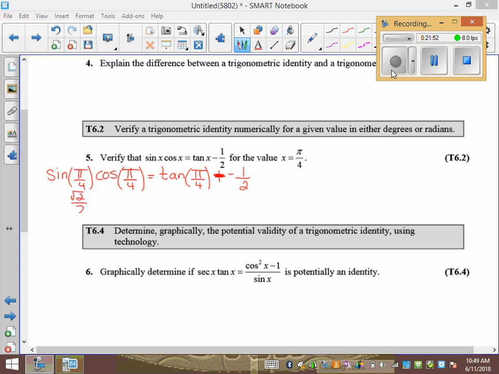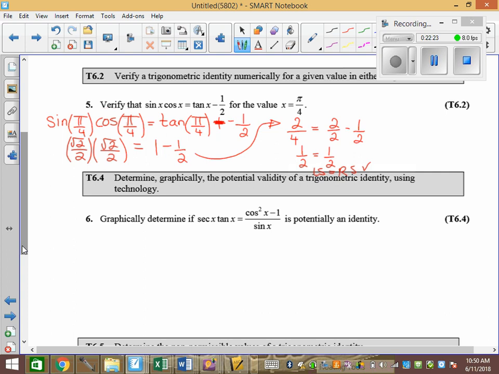So we're going to get root 2 over 2 times root 2 over 2 equals root 2 over 2 divided by root 2 over 2, which is 1, minus a half. Root 2 times root 2 is 2 over 4 equals 2 over 2 minus a half. So you get common denominator. 1 half equals 1 half. Left side equals right side. So we verified for one value it works.